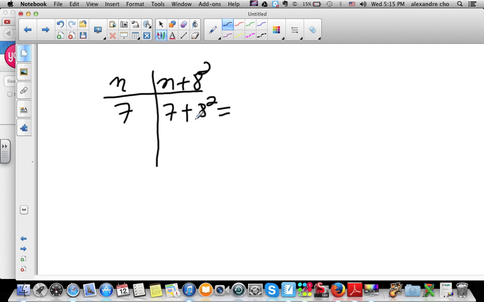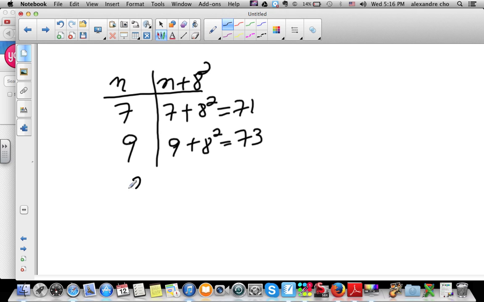Well, remember order of operations, you have to do the exponents first. 8 to the second power is 64, plus 7 is 71. 9. What happens when n is 9? Well, you plug it in there again. 9 plus 8 to the second power. And 64 plus 9 is 73.